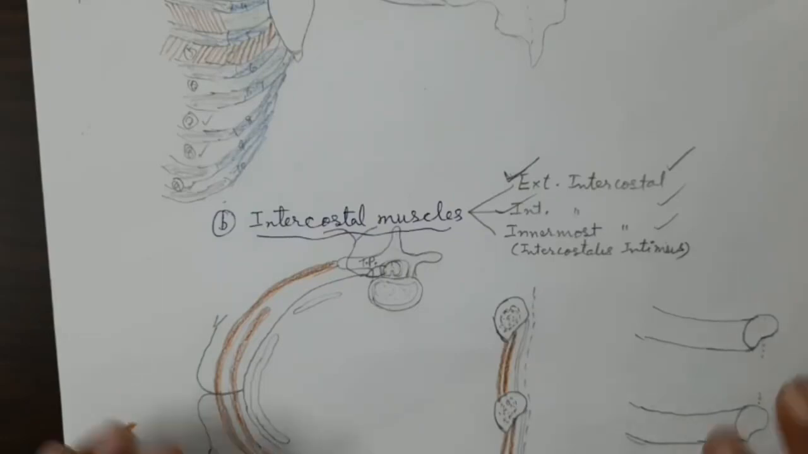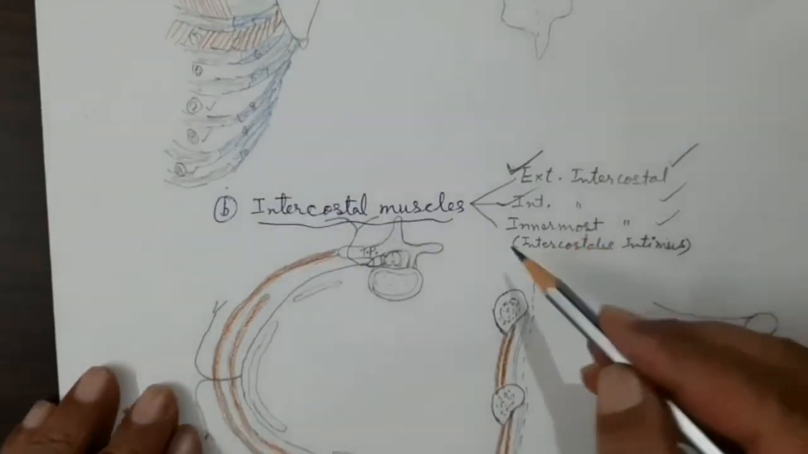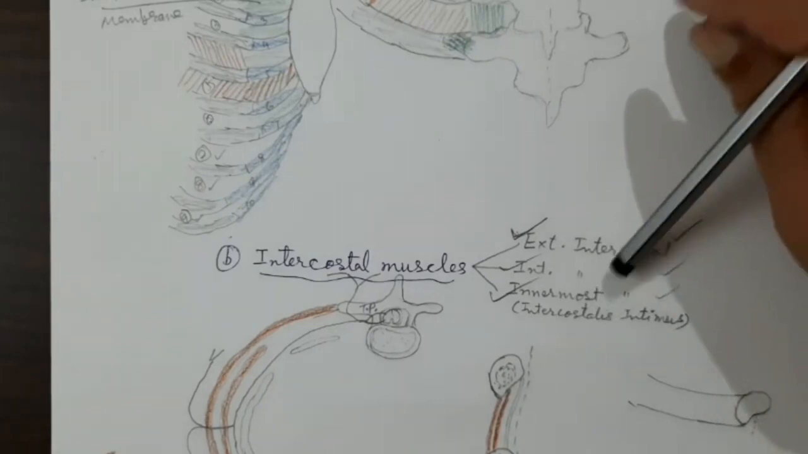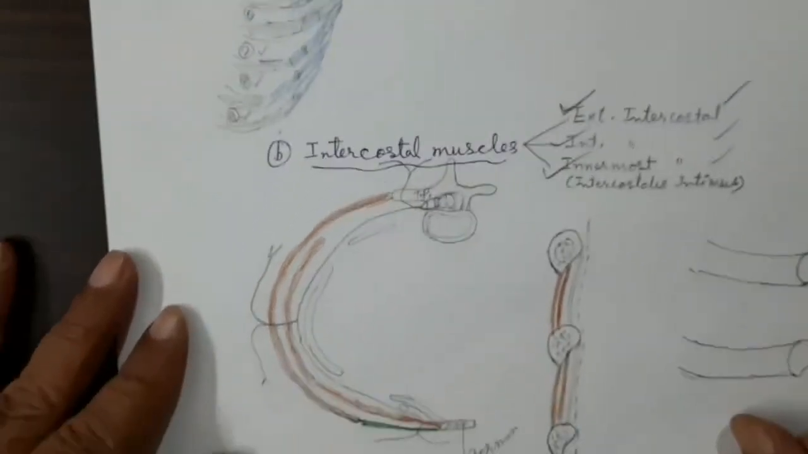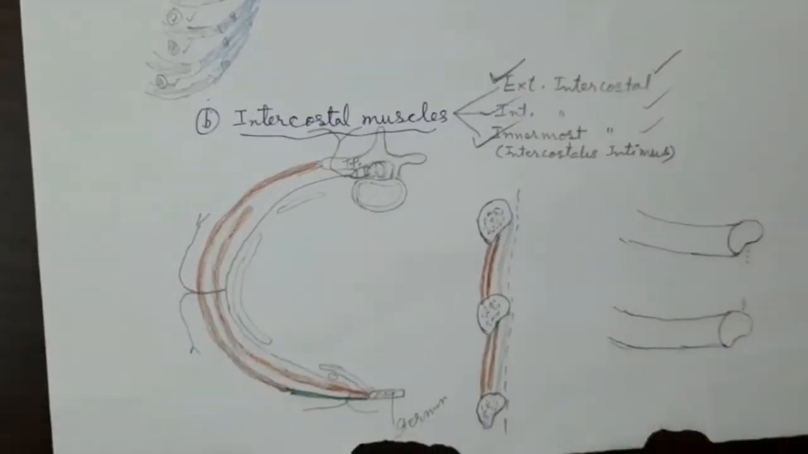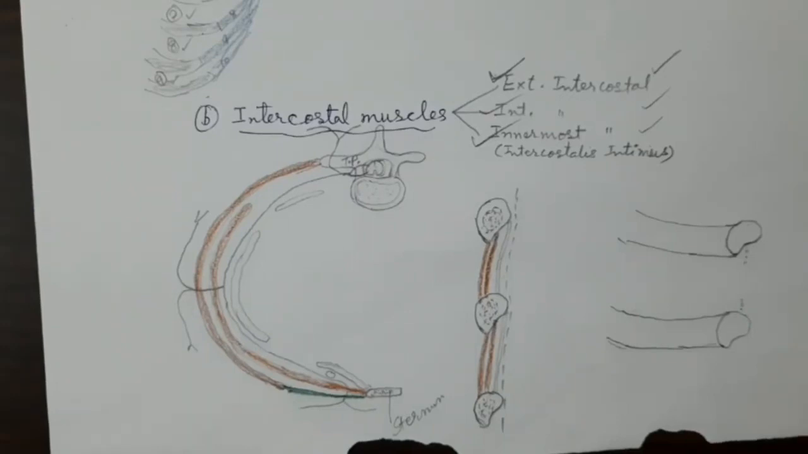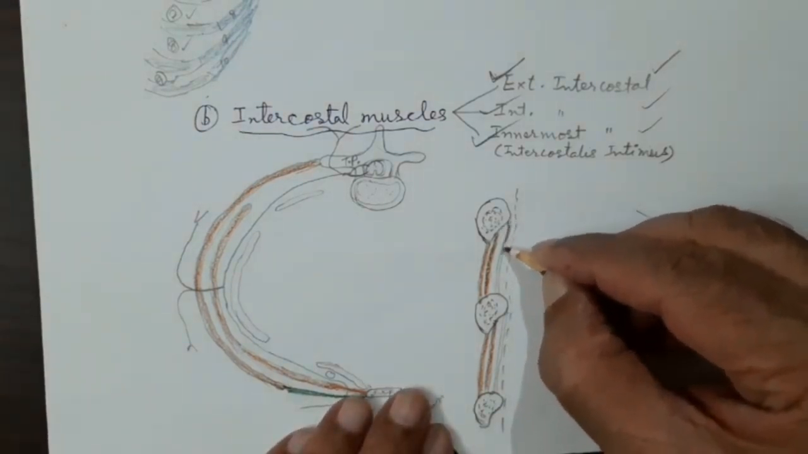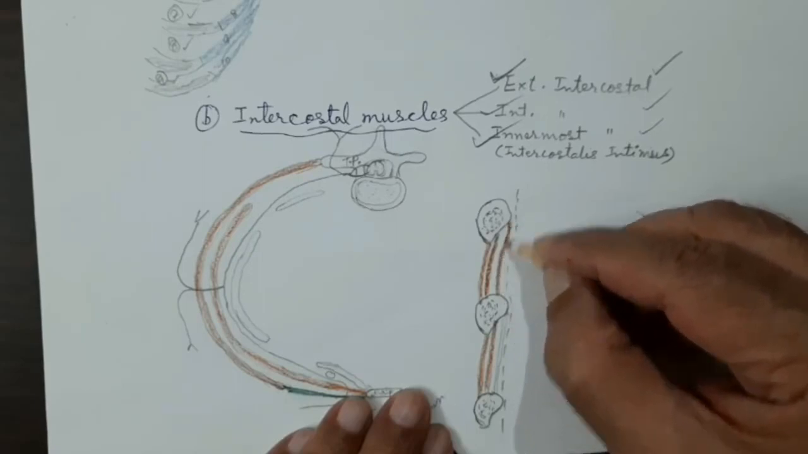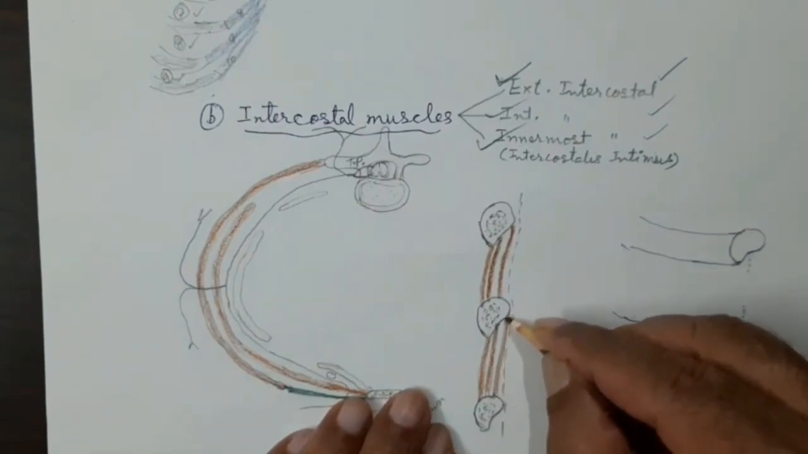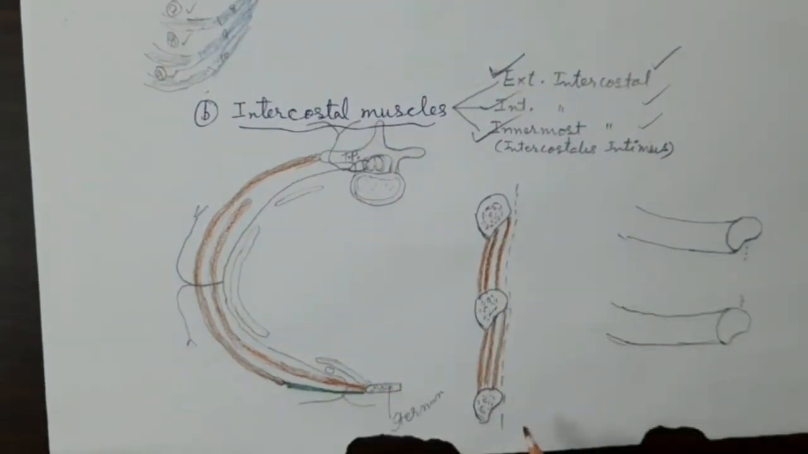Now comes the third muscle, the innermost intercostal, or intercostalis intimus, or when plural, intimi. Let us see the third muscle. This third muscle takes its origin again from the upper rib and goes down to the inner margin of the superior border of the lower rib. So origin is from the upper rib and it goes down to the lower rib.